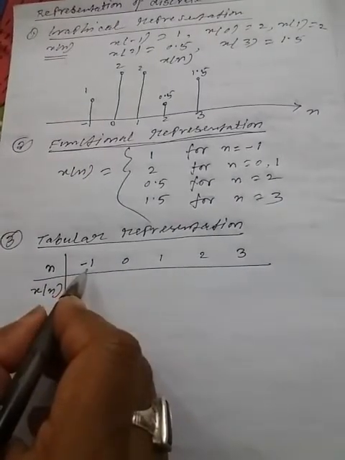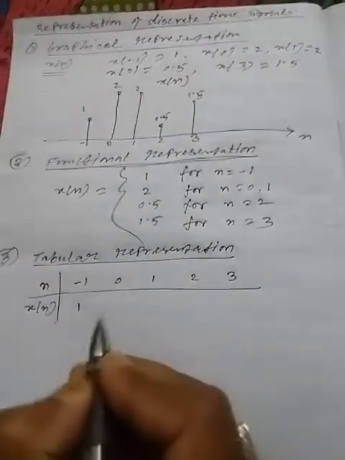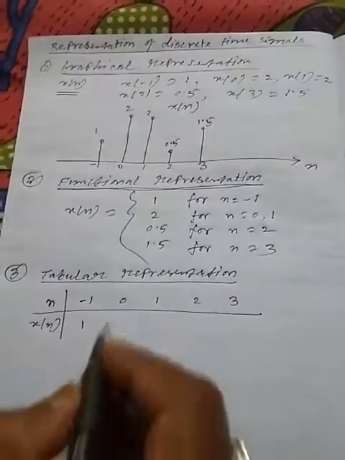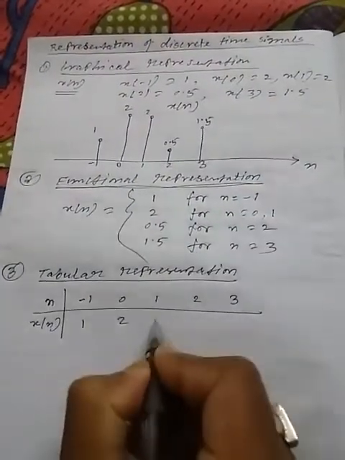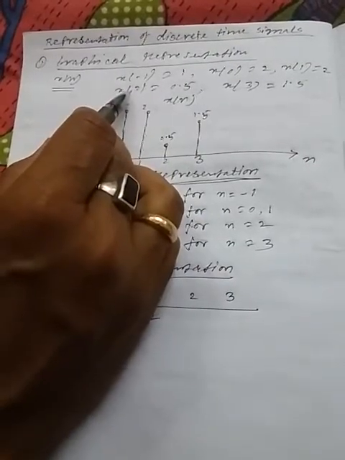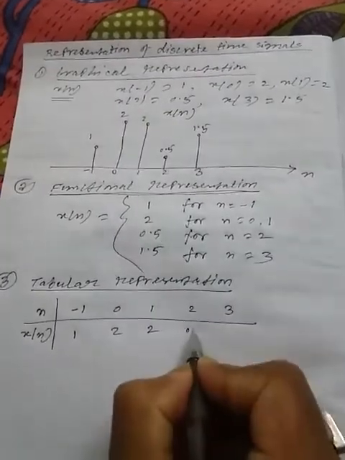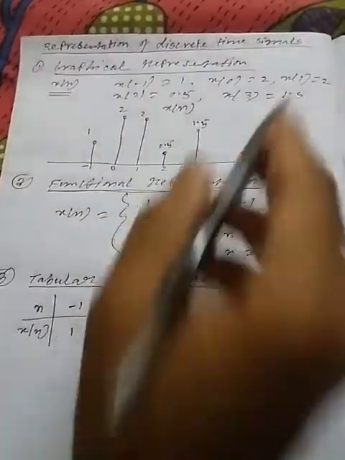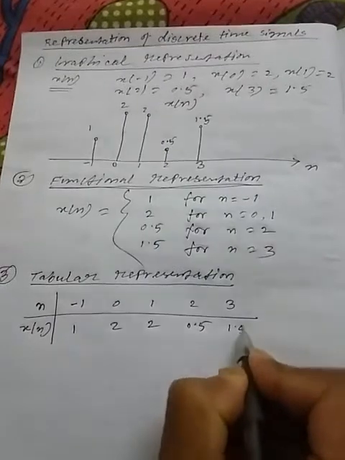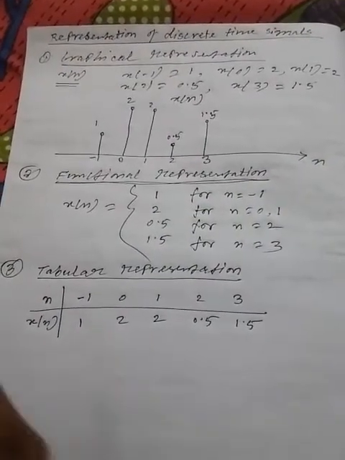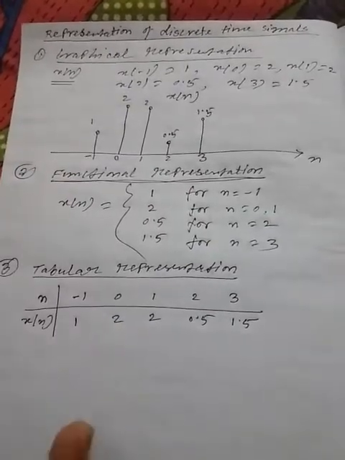Now when n equals -1, then x[n] equals 1. When n equals 0 and 1, the values of x[n] are 2, so this is 2, this is also 2. And when n equals 2, then x[n] equals 0.5, so here will be 0.5 and here will be 1.5. So this is the tabular representation of discrete time signal x[n].